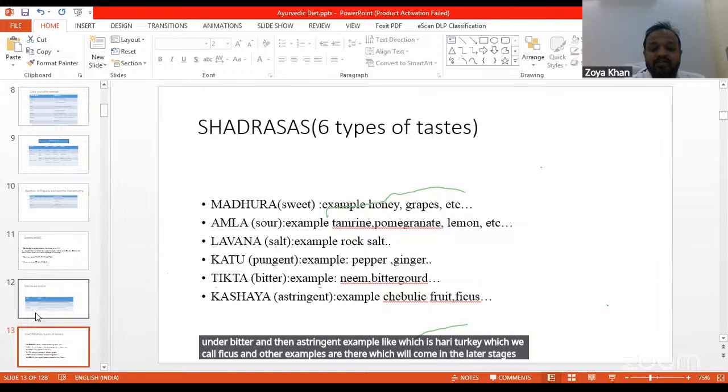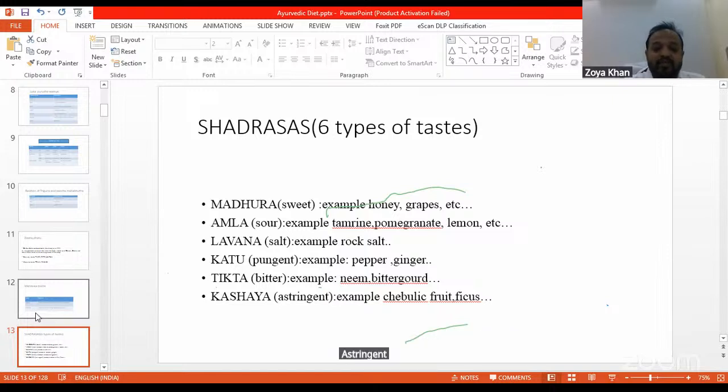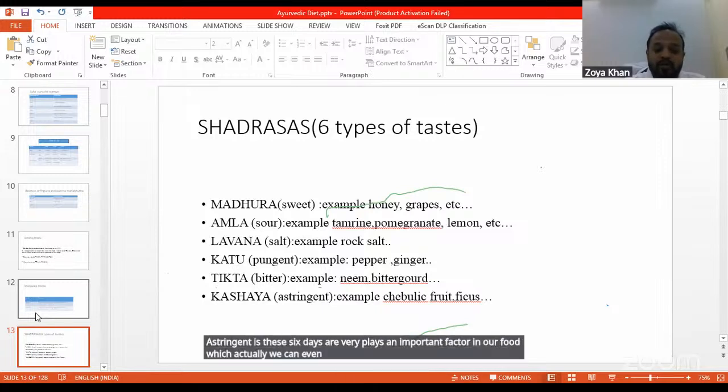These are the astringent tastes. These six tastes play an important factor in our food, and by having their predominance and just by balancing the shad rasas, we can also balance our healthy life.